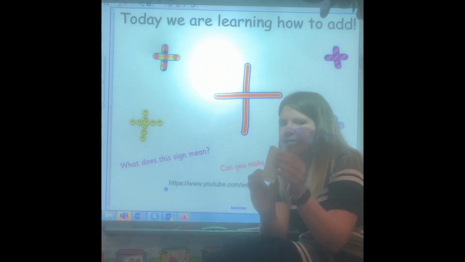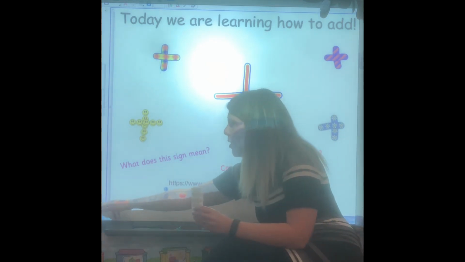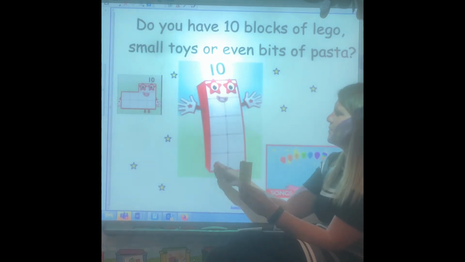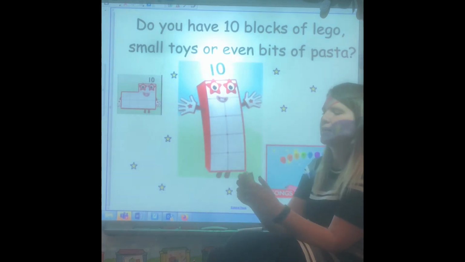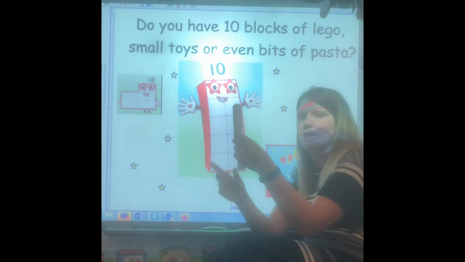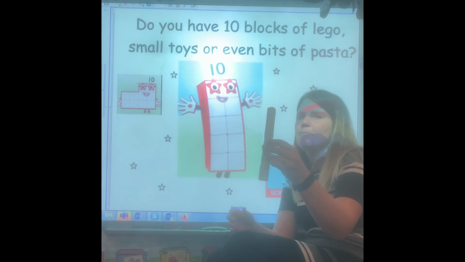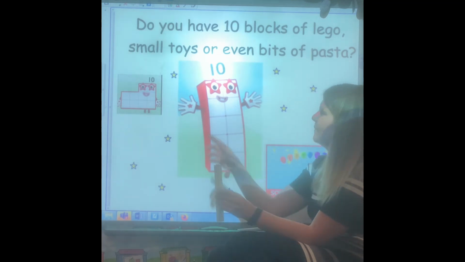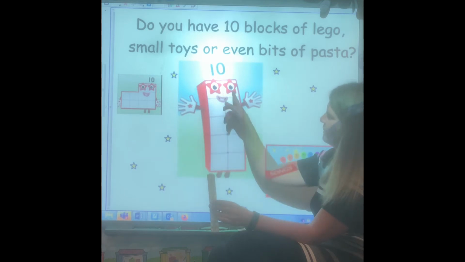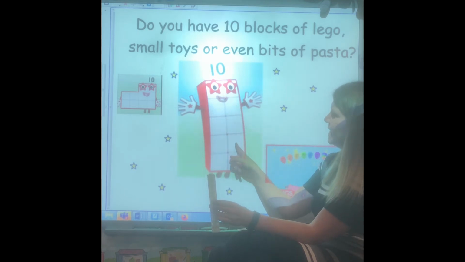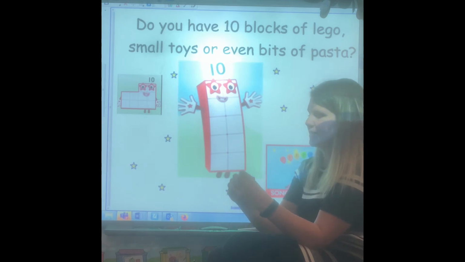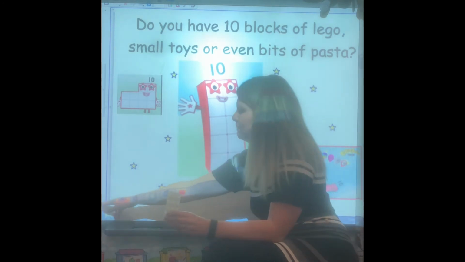10 of them today. Just like our number block, number 10. Here he is. He likes to be in 2 lines like this, or like he is all the way down here, one big long line of 10. We count them to make sure he's got 10. 1, 2, 3, 4, 5, 6, 7, 8, 9, 10. So 10 in our numbers today, number blocks.